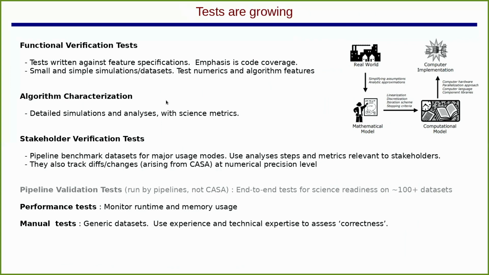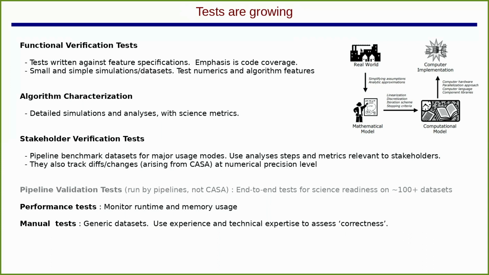You then have algorithm characterization, where we, on certain topics, go into much more detailed simulations and analyses using science metrics, and often compared with independently calculated metrics. If you have simulations, you have truth values to compare with. This essentially tests the bottom and the right side of this diagram, which is assuming your mathematical model is a true representation of reality, how good are your algorithms and all of your implementation choices for solving that situation? That's what this tests.